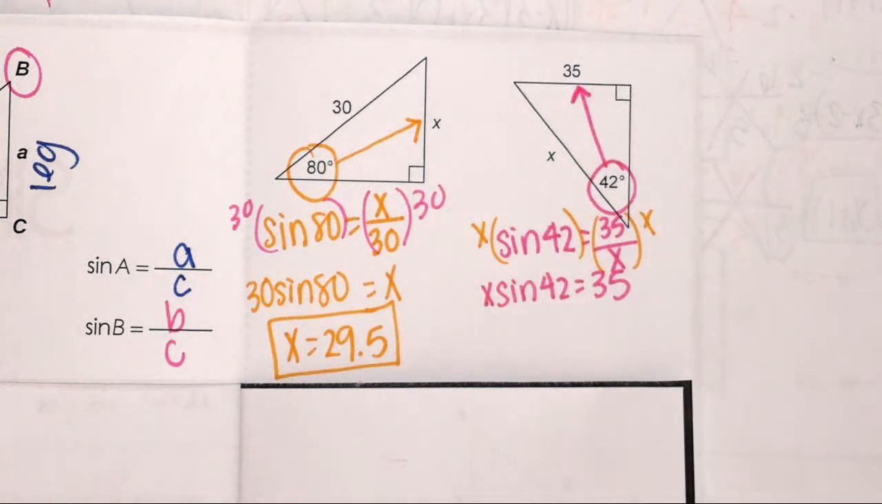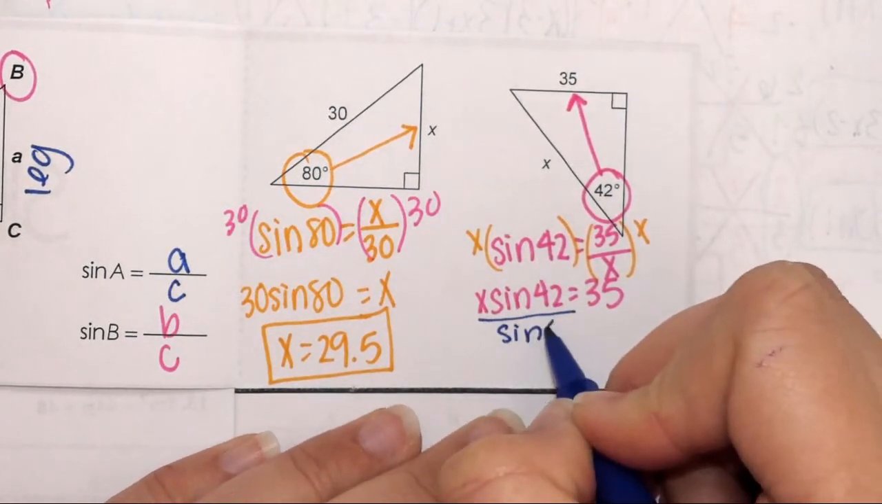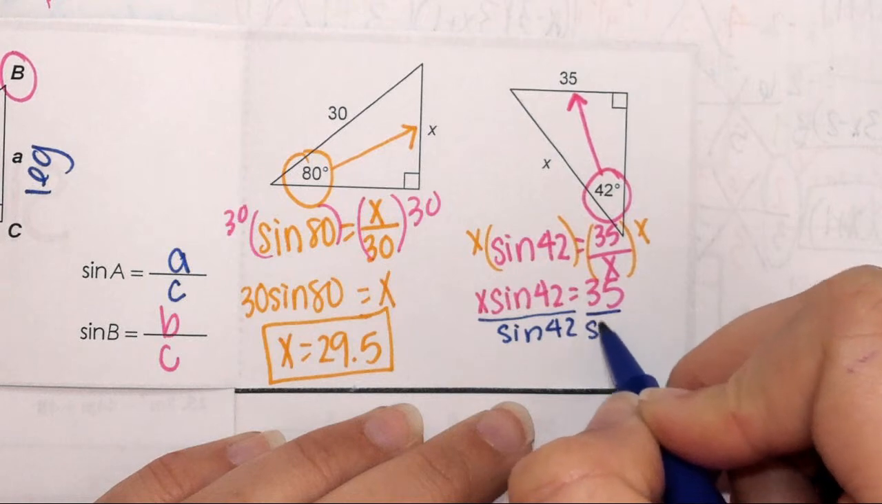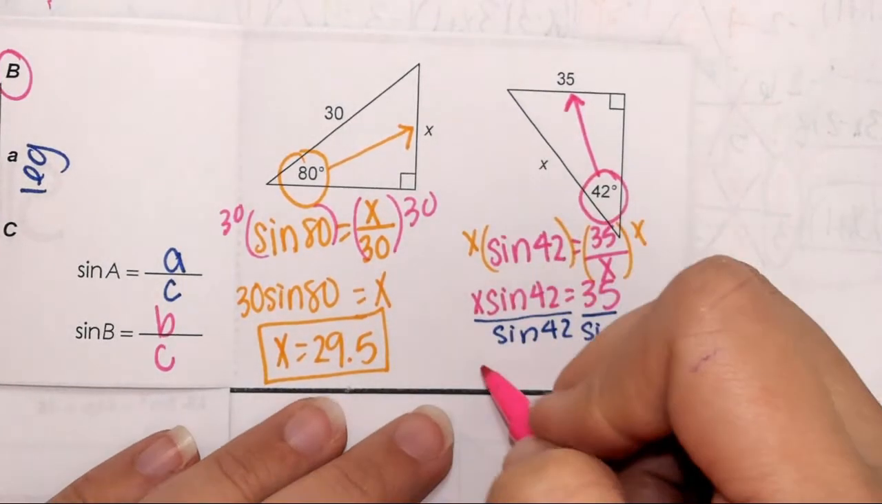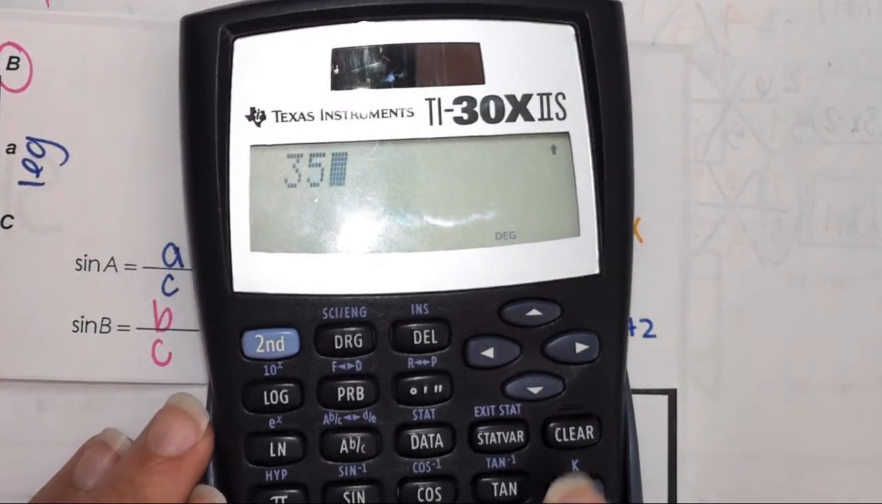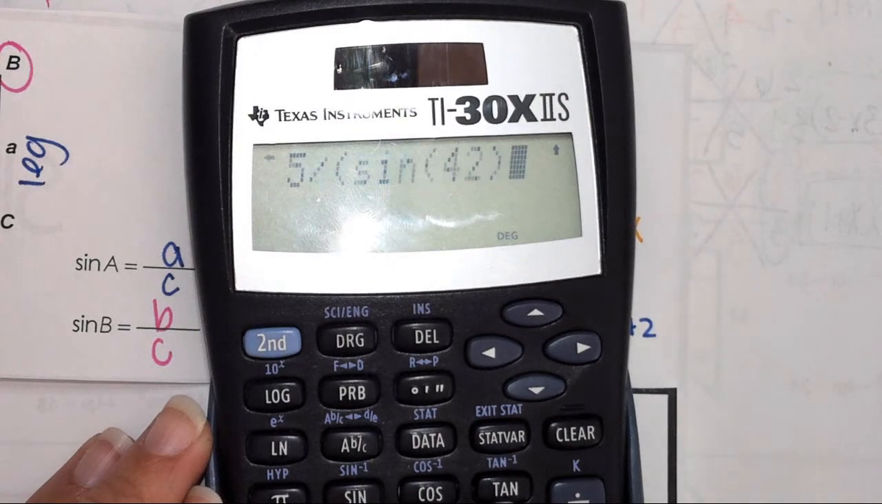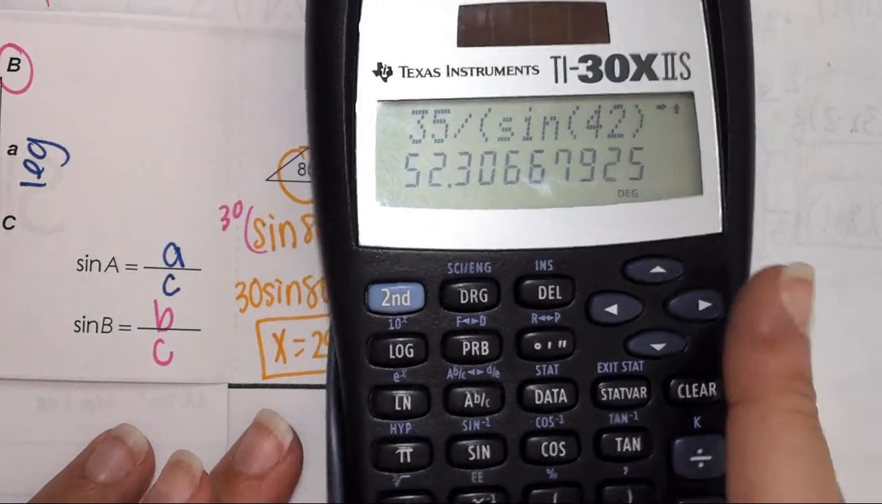Now we still need to get x by itself, so we're going to divide both sides by the sine of 42, just like you would if it was 2x. So we're just dividing by the sine of 42. So in my calculator, I'm going to do 35 divided by the sine of 42. 52.3.